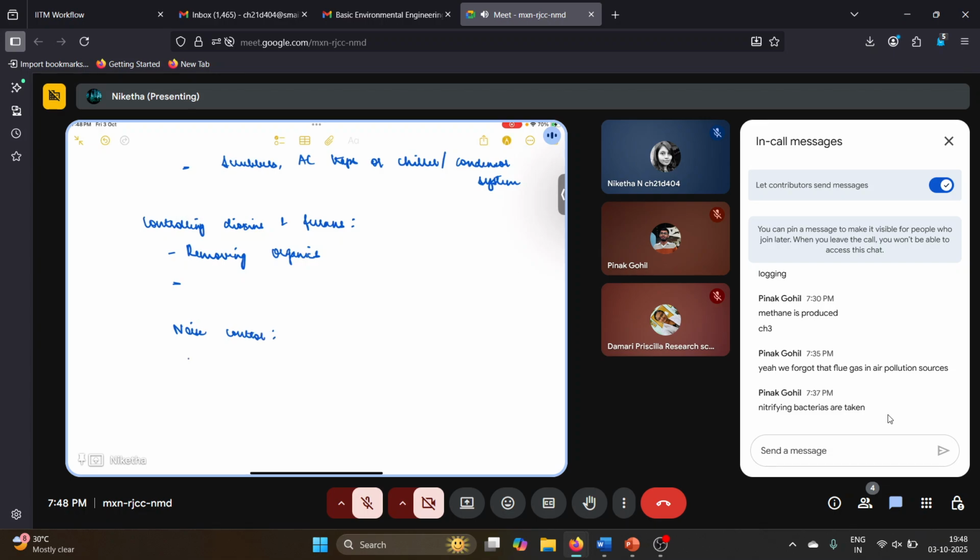So we can either give work rotation, meaning the workers can be asked to work in shifts, or we can provide them with personal hearing protection devices. So yeah.